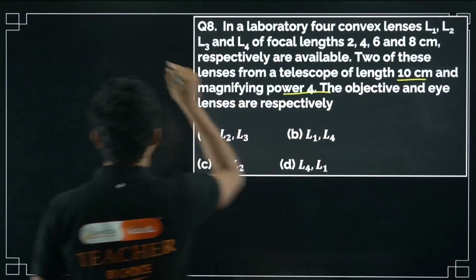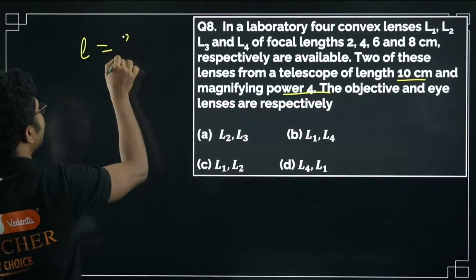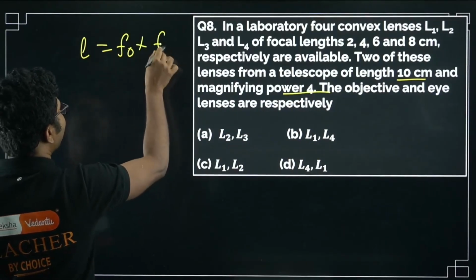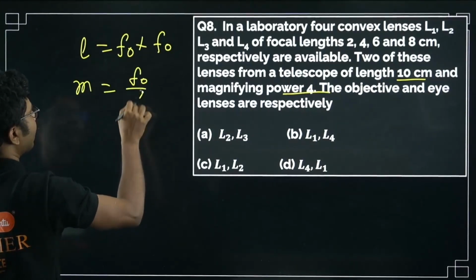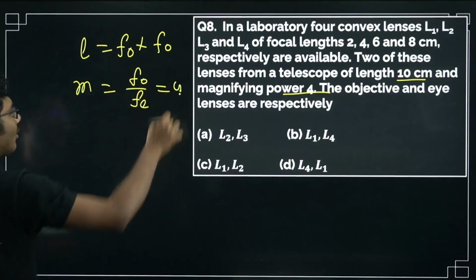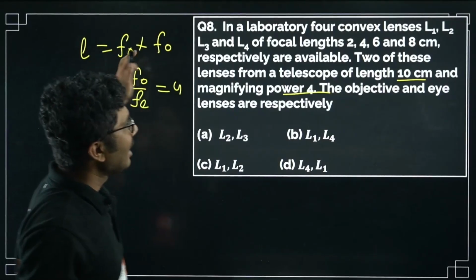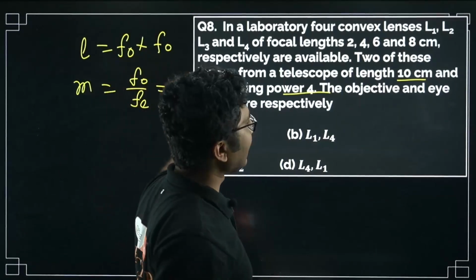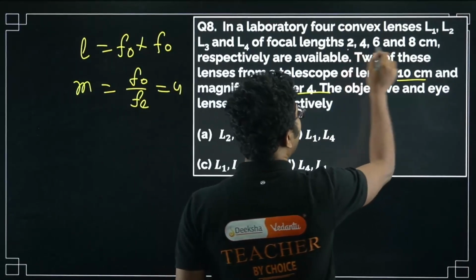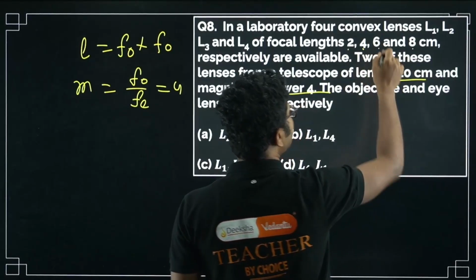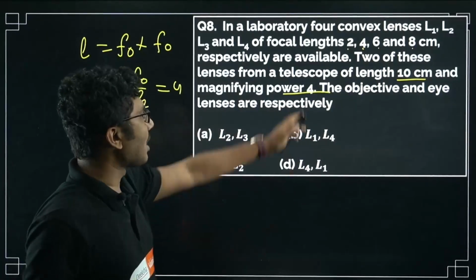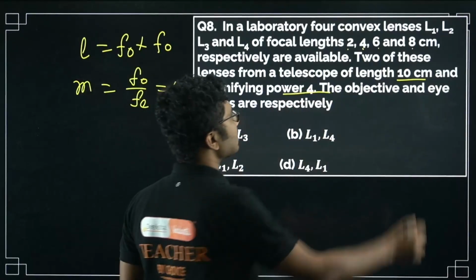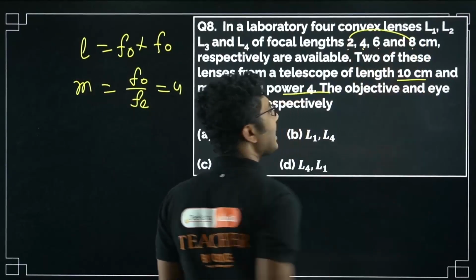So length is basically FO plus FE and magnifying power is FO by FE. Okay, so now if you see, length 10 is possible in 2-3 ways. 8 plus 2 is 10, 4 plus 6 is also 10. But if you consider the magnifying power 4, that is only possible when you are considering 2 and 8.